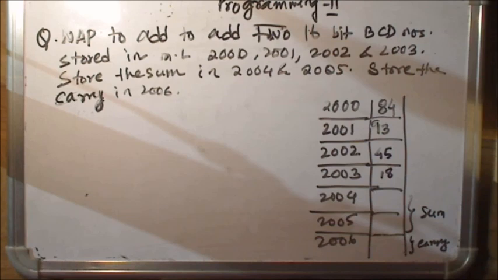Now first of all understand, forget BCD. If I tell you add two 16-bit numbers, in a 16-bit number there is a higher byte and a lower byte, right? Now you will add the lower byte numbers first, and you will get an 8-bit sum. Clear? Then you will get a carry also. Then we will add the higher byte numbers with the instruction ADC.